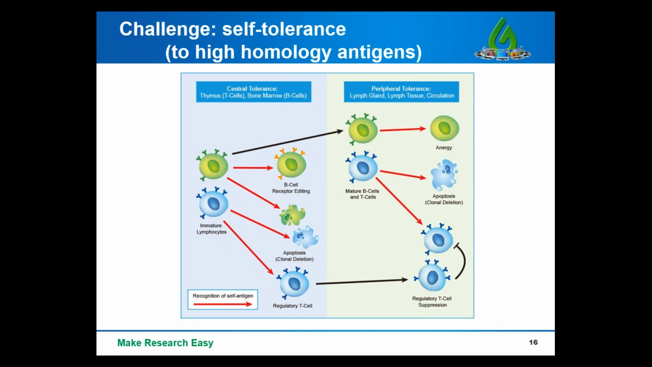Here we see a diagram of central tolerance, which prevents the movement of self-recognizing T and B cells out of the thymus or bone marrow via apoptosis or receptor editing, as well as peripheral tolerance, which creates anergic B cells when T helper cells fail to provide co-stimulatory function.